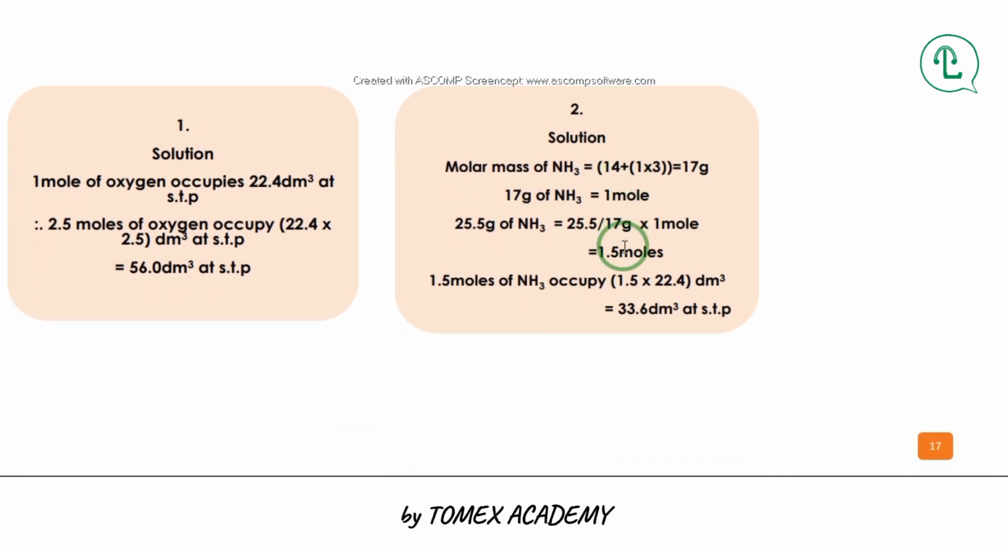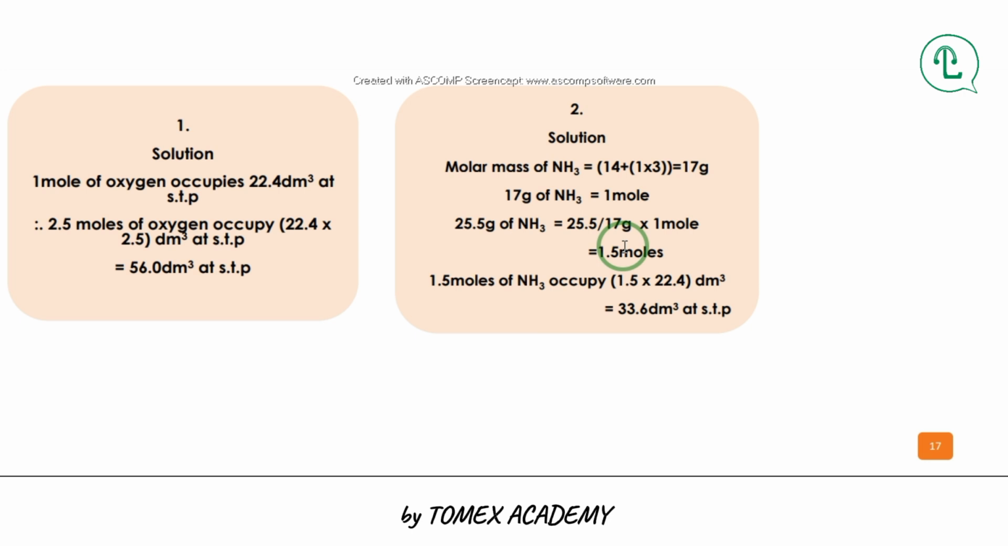So this is the solution to question number 1. Just like I said, you multiply 2.5 mole by 22.4. And the answer is 56.0 dm cube. Now question number 2, molar mass is 17 gram. So that's 1 mole. 1 mole of ammonia is 17 grams.